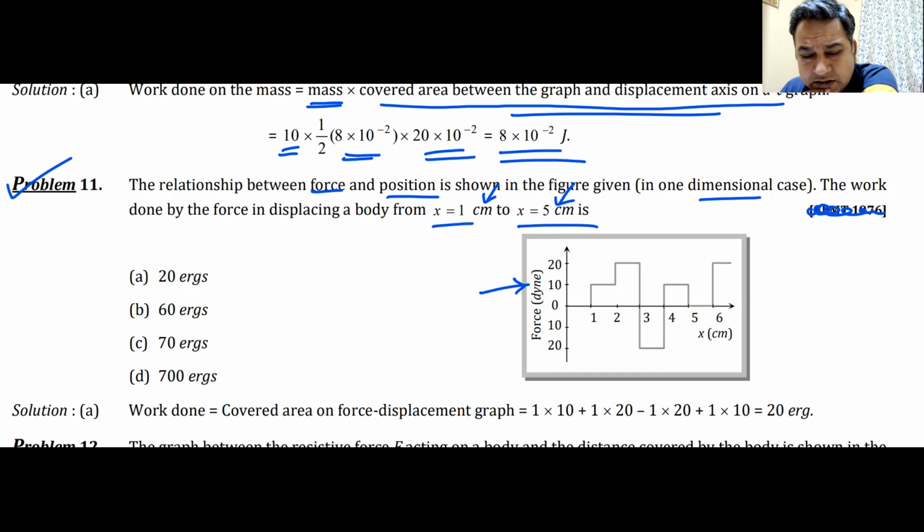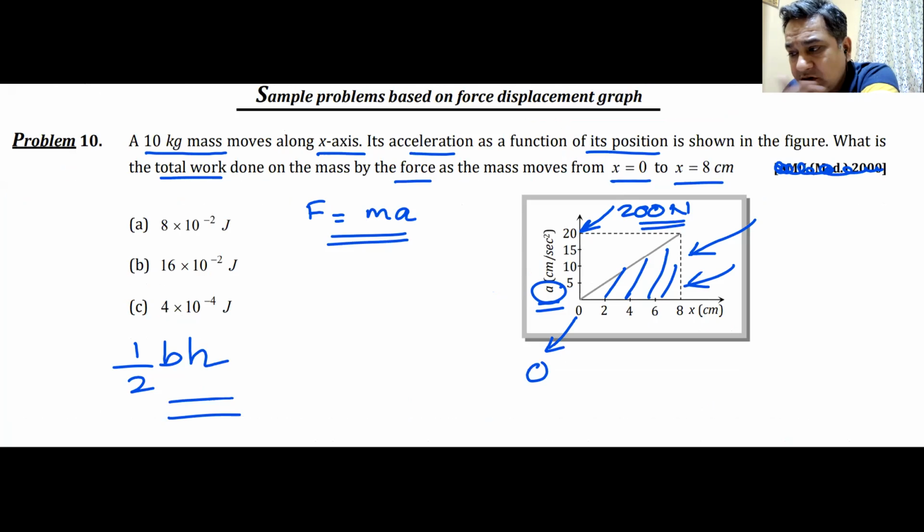You have to find the area under the graph, beta. Just find the area: half base into height multiplied by mass. What do you not understand in that? I've just found out the area under this graph. It's a triangle. I found the area, half base into height. That's it. Work done is the area under the force displacement graph. You can find the area of the triangle, yes or no?